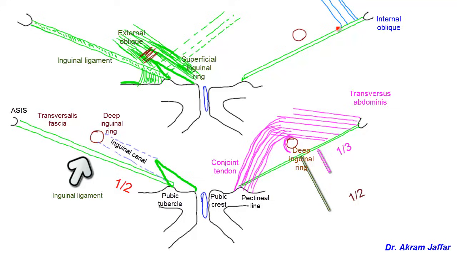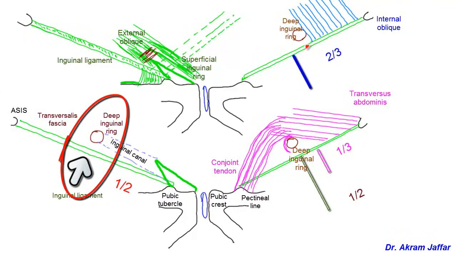These are the internal oblique muscle fibers. They arise from the lateral 2/3 of the inguinal ligament. Now remember that the deep inguinal ring that I am approaching now is located midway between the anterior superior iliac spine and the pubic tubercle. Therefore, this muscle, which arises from the lateral 2/3 of the inguinal ligament, is located partly in front of the deep inguinal ring.